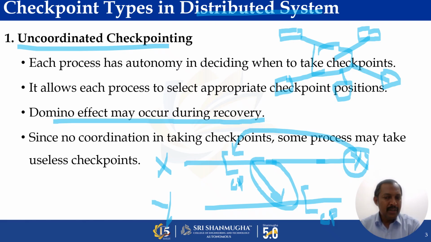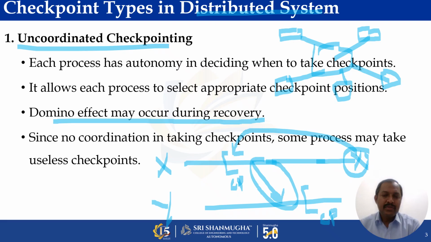Now after recovery, X is not sending the message, but Y has received a message which was sent by X. But actually, after recovery, the message was not sent by X. The message is not sent by X, but it is received by Y. This message is called an orphan message. So this orphan message is creating the domino effect.